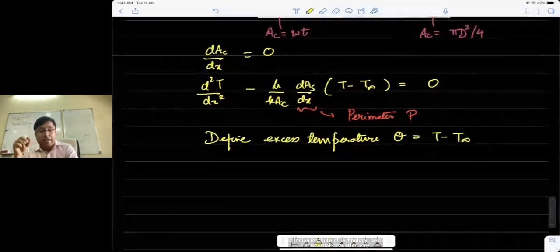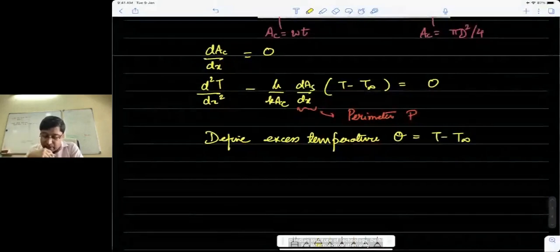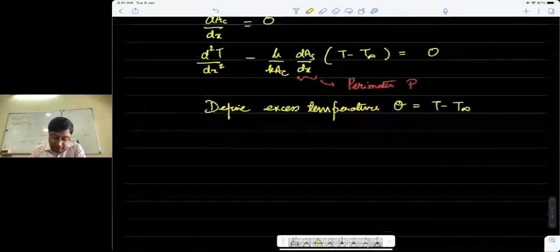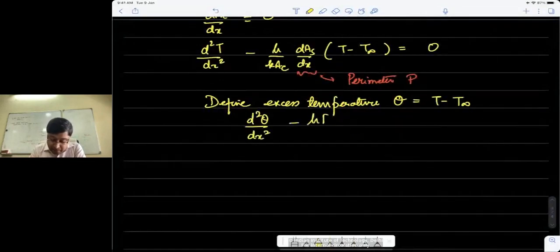So I will measure all my temperatures against T infinity. That doesn't make any difference to the calculation. It just helps me because I can say d2 theta dx square would be d2T dx square, so the second derivative does not change. So I can now write d2 theta dx square minus hP by kAc times theta equals 0. That becomes my governing equation.